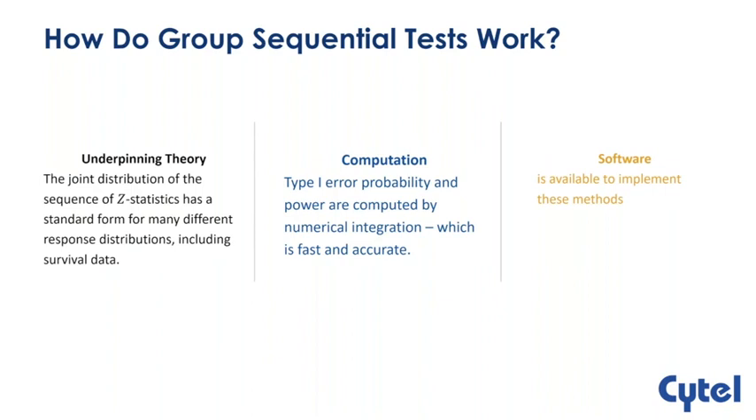And given that information about the distribution of the z's, we can calculate probabilities of type 1 error and power. Basically that involves integrating over z1, z2, z3, etc. And we do that by numerical integration, and the methods are fast and accurate. Moreover, there's software that will actually do all that work for you. So it's good to know that this theory and computation method is in place, but actually, that's all you really need to know once you have the software that implements these methods.